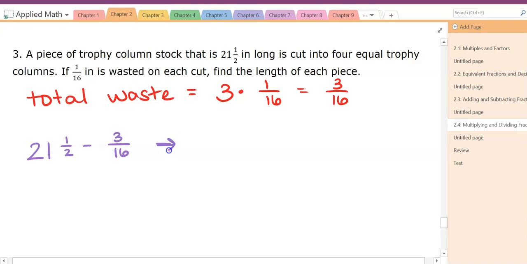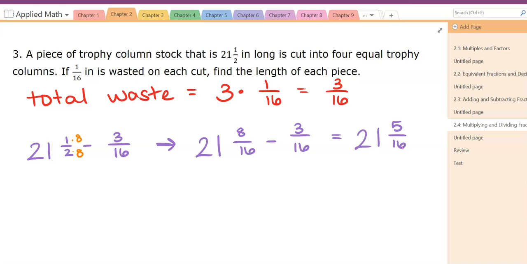So what I'm going to do is change 1/2 so that it has a common denominator. So I want to get it to be a 16. What do I need to take 2 times to get to 16? 8. So we also need to do that on the top. 1 times 8 and then 2 times 8. So this becomes 21 and 8/16. And then we subtract 3/16. So what's that going to give me right now? 5/16. And 21 stays as is. So 21 and 5/16. So now we're doing this into 4 equal trophy columns.